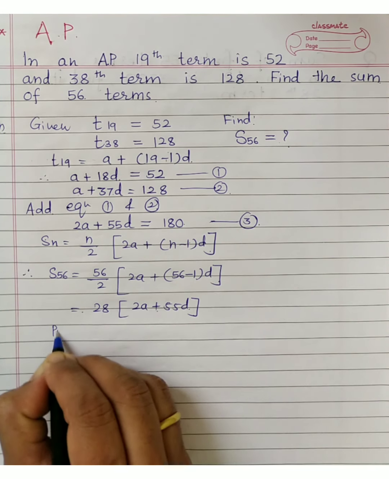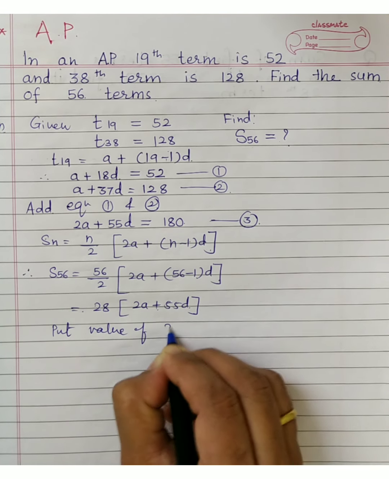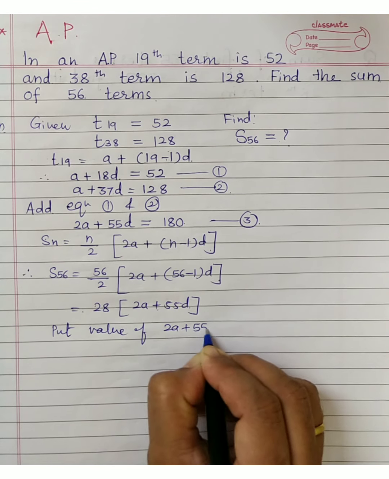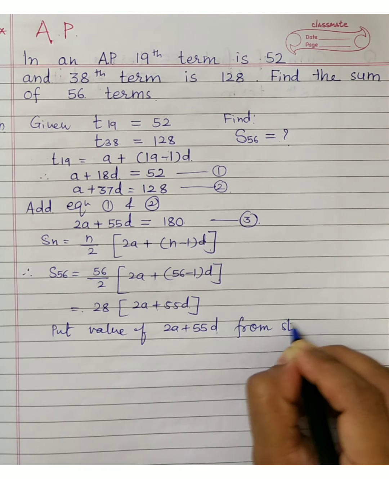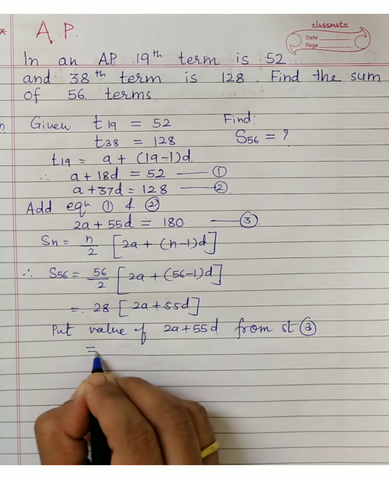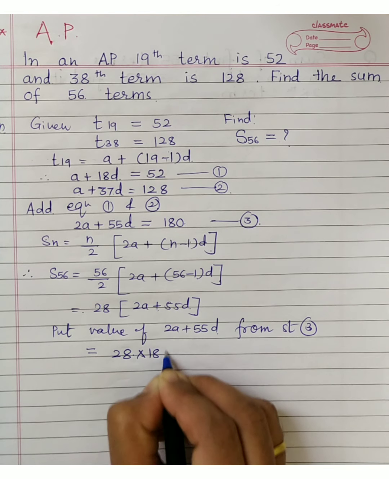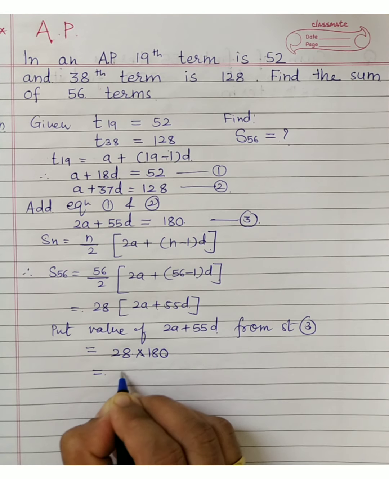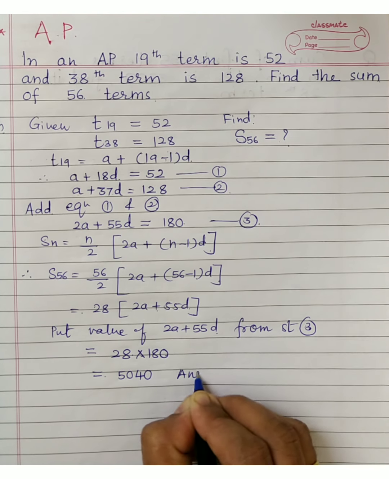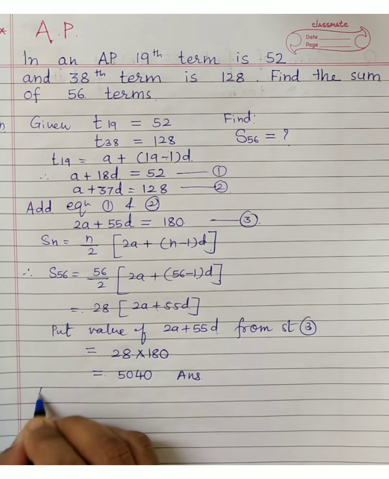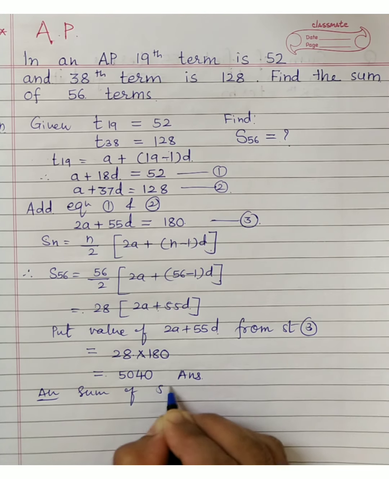So put the value of 2A plus 55D from statement 3. What do you get here? 28 multiplied by 180, which you check out, gives you 5040. Okay, so you write the answer: the sum of 56 terms is 5040.